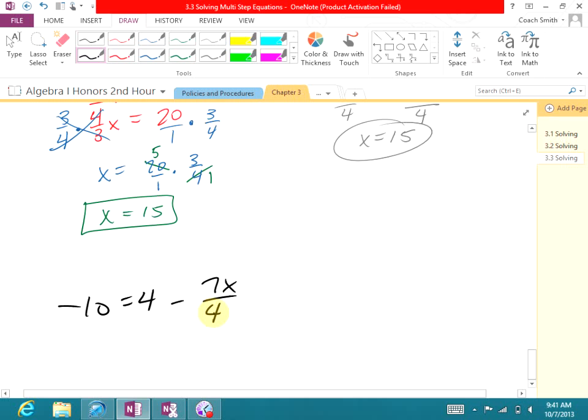Negative 10 equal 4 minus 7x over 4. Now, once again, what I'm going to do before we even start is I'm going to do this. Once again, the reason I'm changing that subtraction to addition is because the variable is behind the subtraction sign. Okay? Now, to get rid of that 4, I can simply multiply everything by 4.